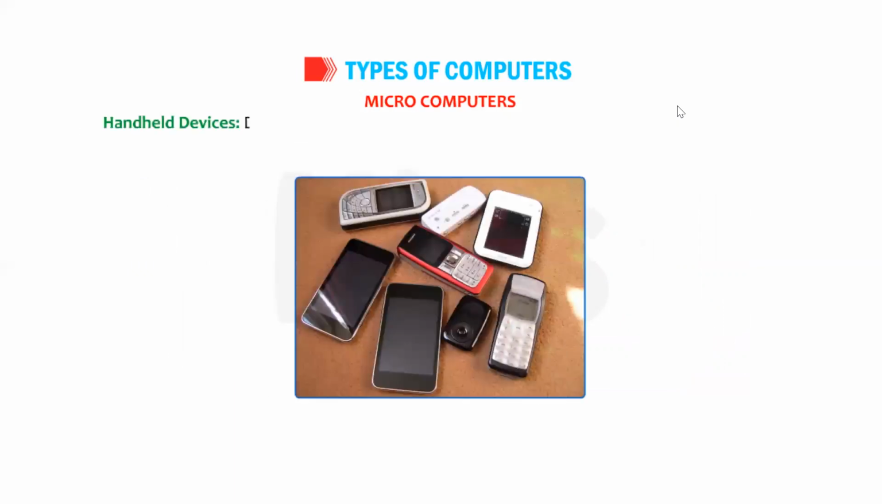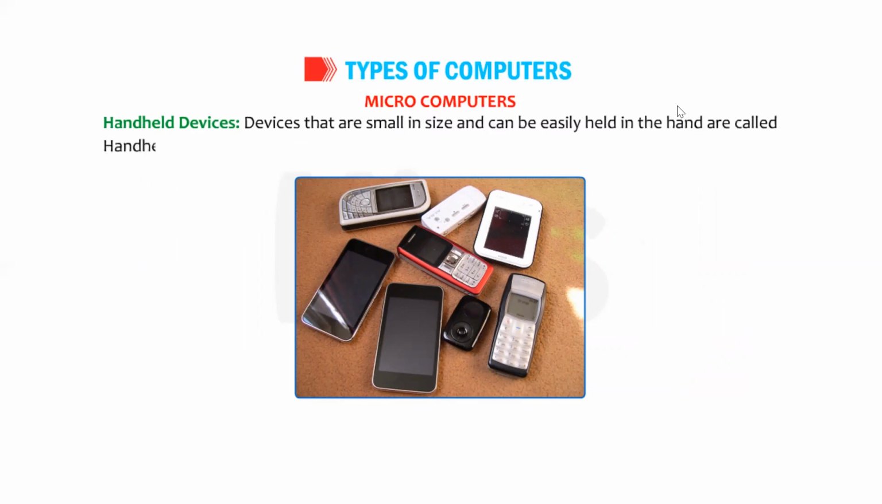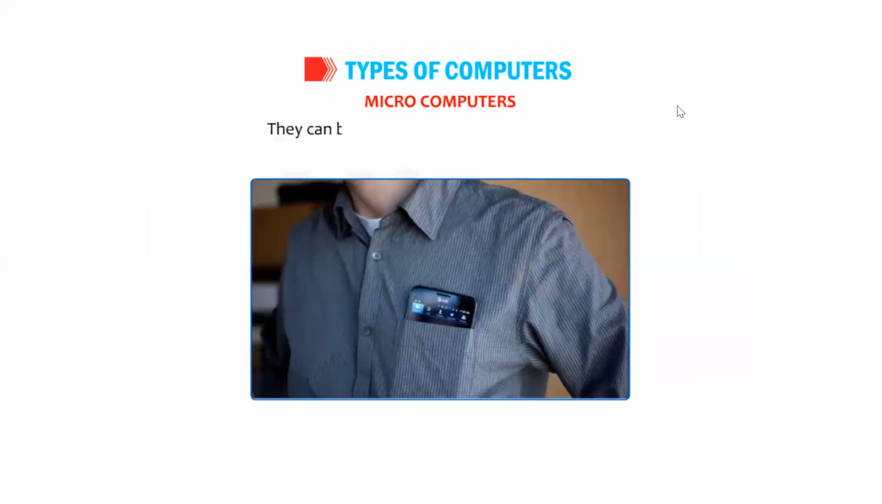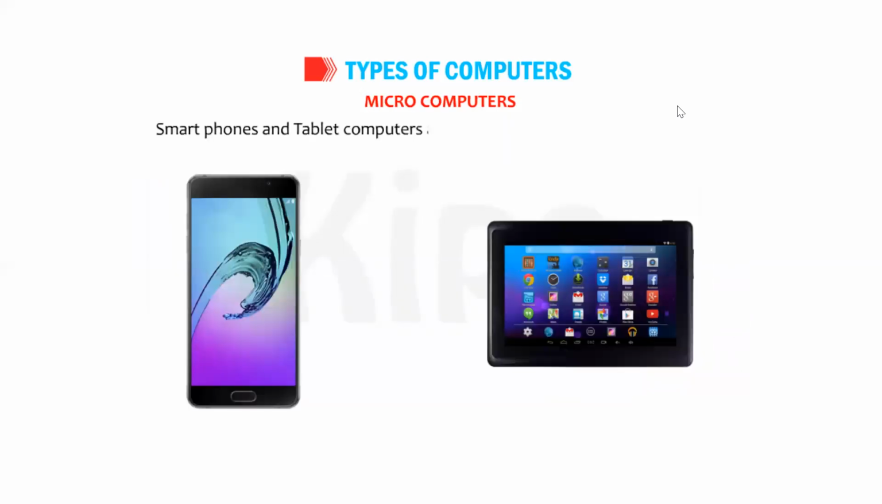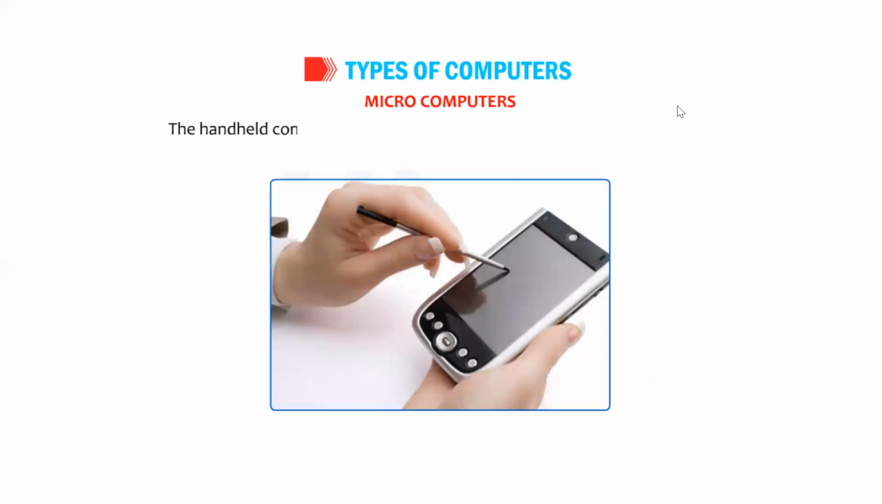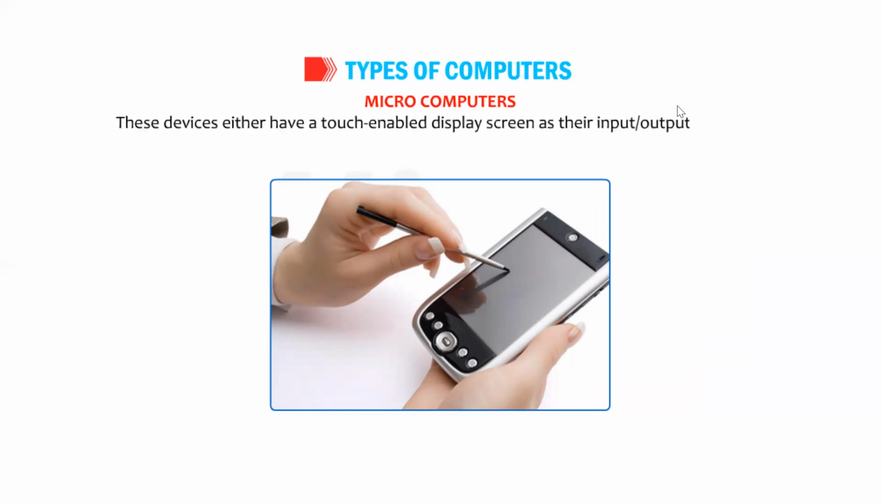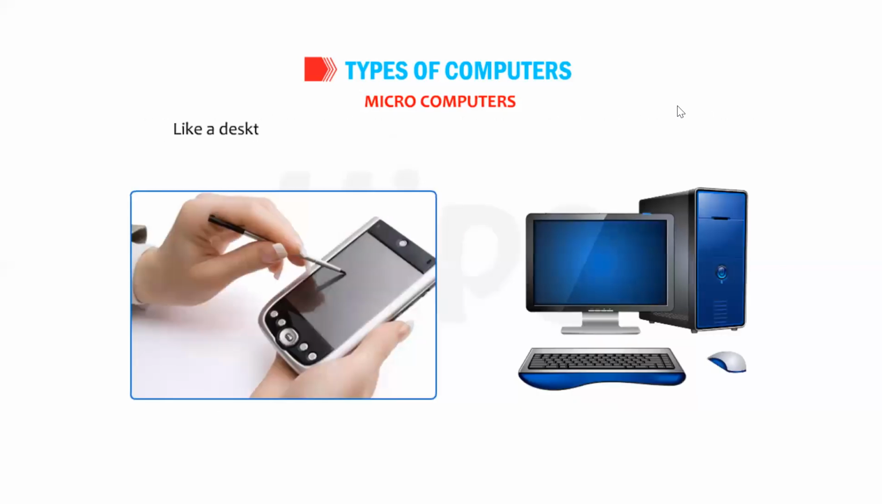Handheld devices. Devices that are small in size and can easily be held in the hand are called handheld devices. They can be conveniently carried in the pocket. Smartphones and tablet computers are a few examples of handheld devices. The handheld computers are also called personal digital assistants, PDAs. These devices either have a touch-enabled display screen as their input or output interface, or a simple display unit with a keyboard. Like a desktop computer, these devices can be used to perform any task.